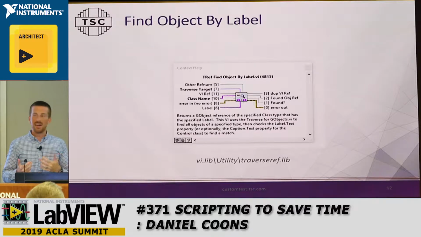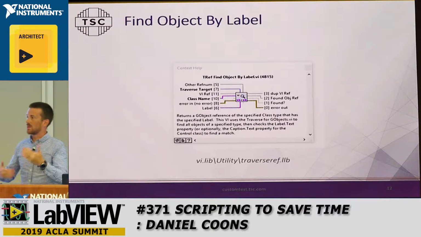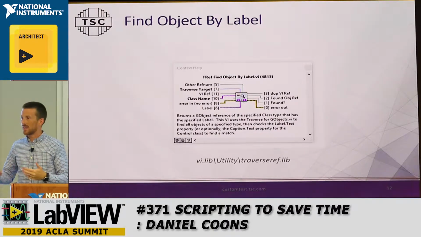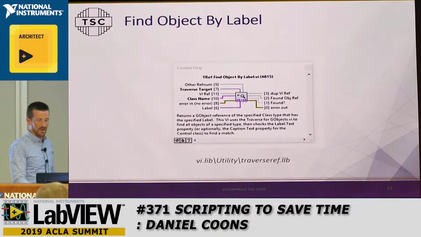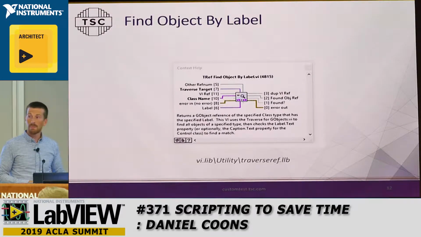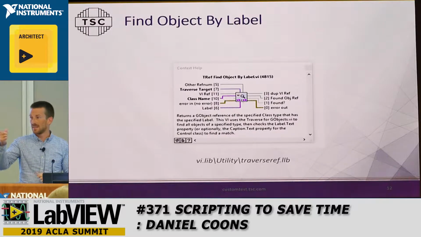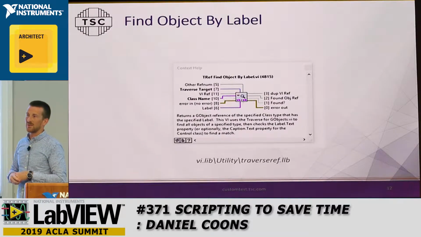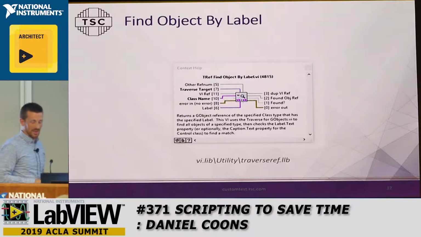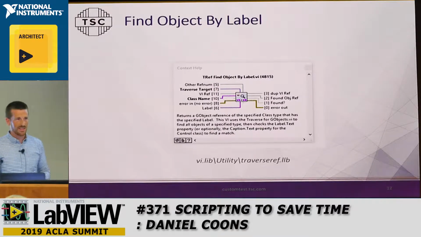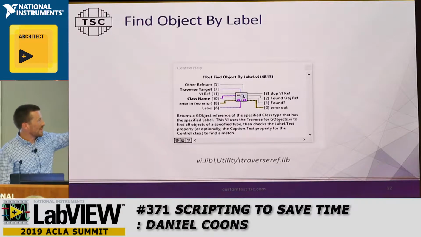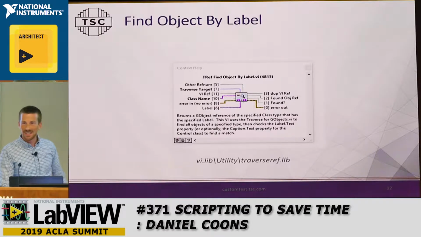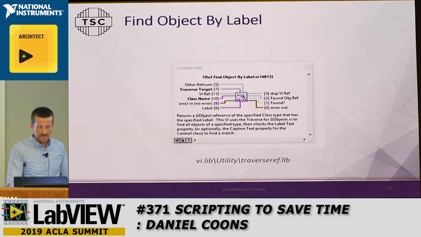If we don't, there's other functions that we can use to look through our block diagrams, get references, and figure it out from our code. You get the hidden gems. Yeah. If you get the hidden gems package and install that, that'll be in your subpalettes as well, so you can find that a little easier. It's buried in, like I showed there, vi.lib utility in this LLB file here.